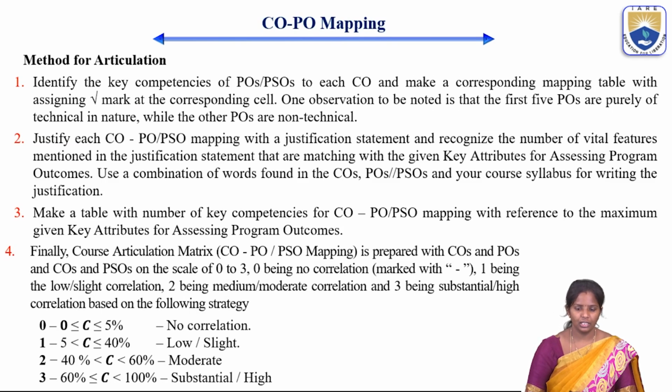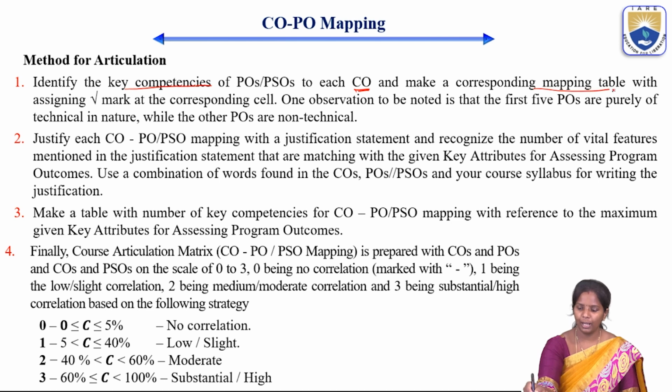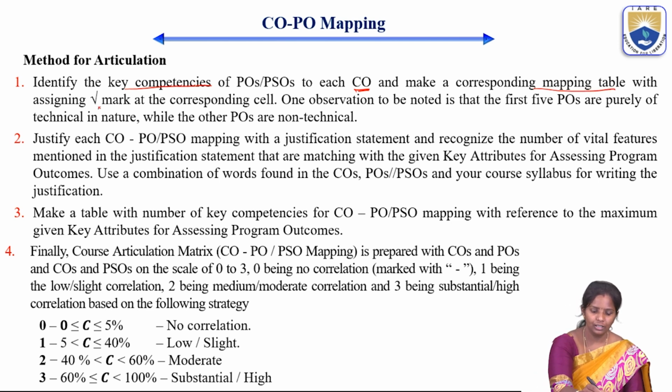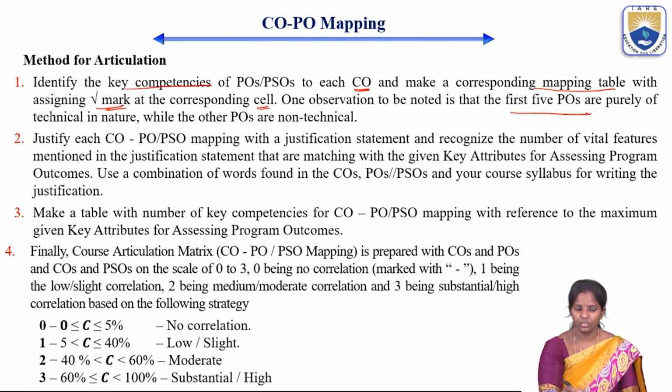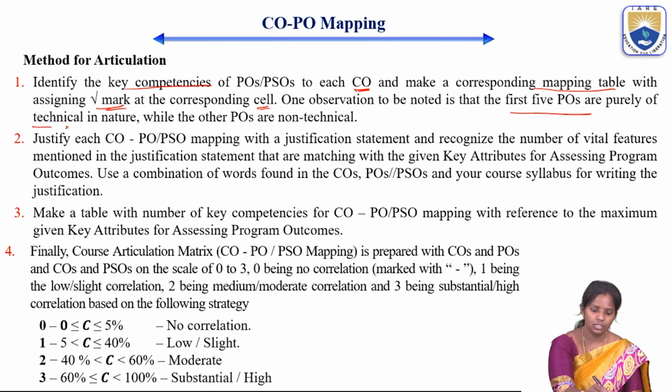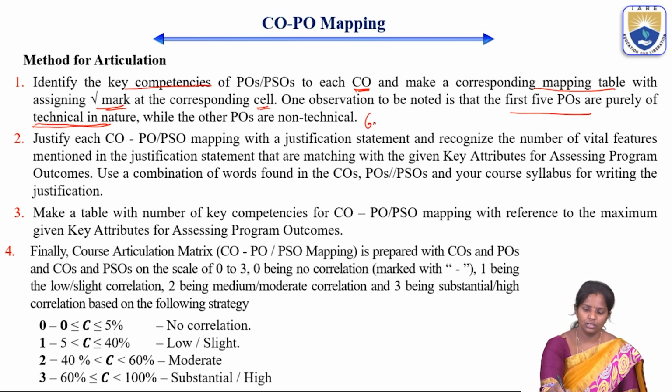So the method for articulation, how the mapping is done: identify the key competences of PO to each CO and make a corresponding mapping table, assigning a mark at the corresponding cell. One observation to be noted is that the first 5 POs are purely technical. After the 5th PO, it is non-technical. 6 to 12 are non-technical.